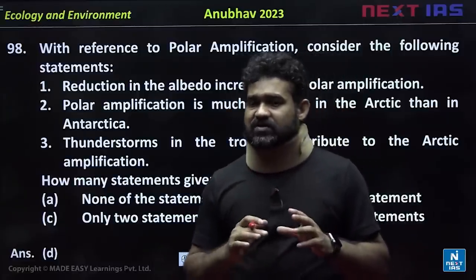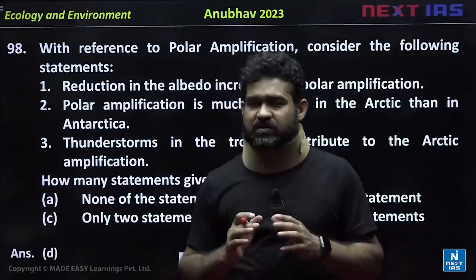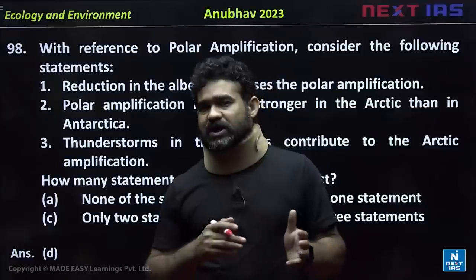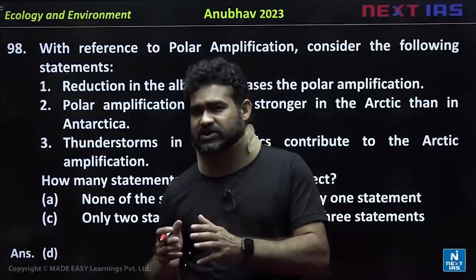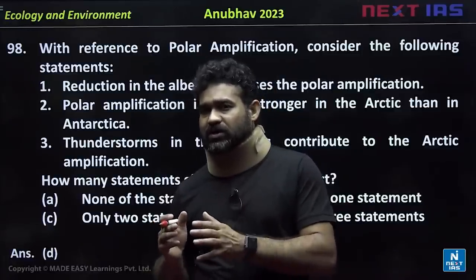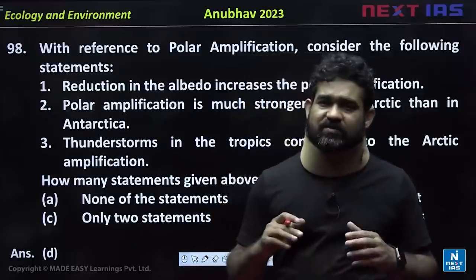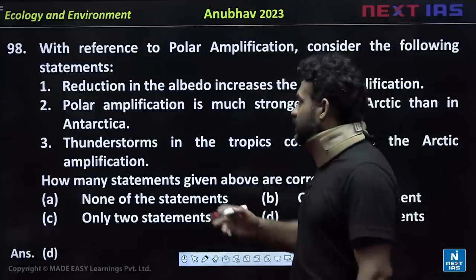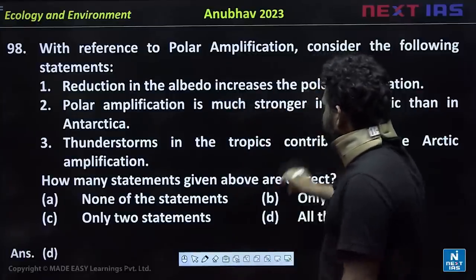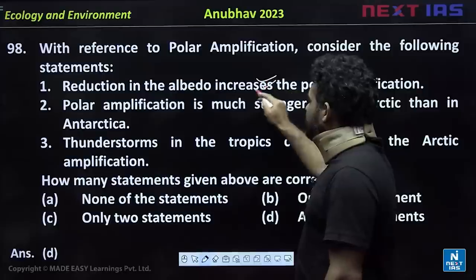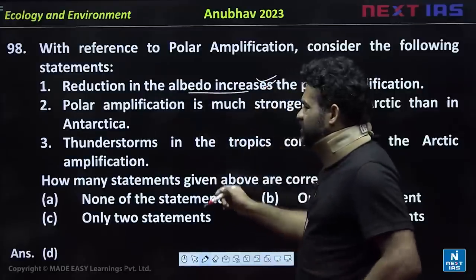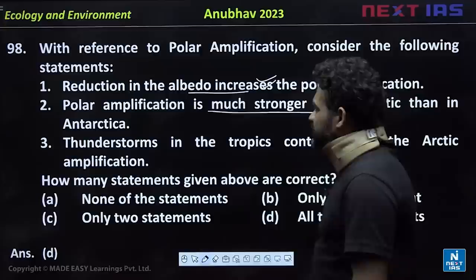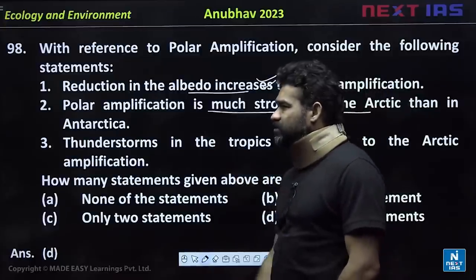One is polar amplification, second is Arctic amplification. And one of the causes, one of the cause-effect relationships, exists because of the ice-albedo feedback. More warming in the polar areas leads to more ice sheet gone, leading to more albedo decrease, and if the albedo decreases, more incoming sunlight will be absorbed, leading to more warming. So the reduction in albedo increases the polar amplification, yes. We have seen this in detail in class. Polar amplification is much stronger in the Arctic than in Antarctica, absolutely right. That's why it is also called the Arctic amplification.